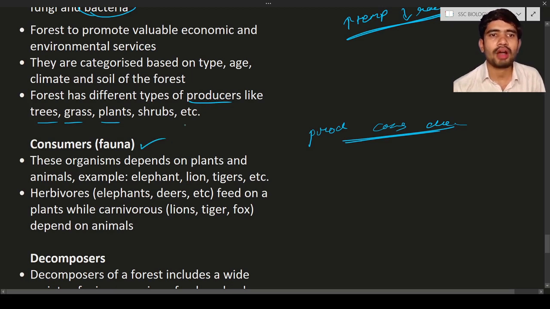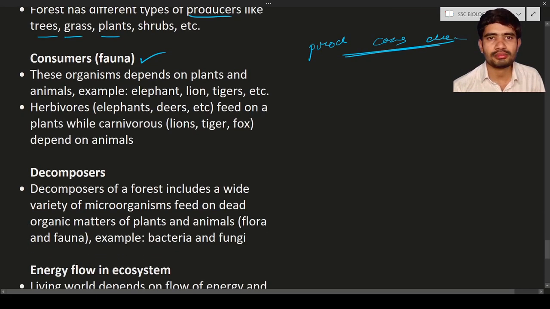They are known as fauna. Fauna means those organisms that depend upon plants and animals; they are known as consumers. Example: elephant, lion, tigers, etc. They all are consumers and come under the fauna. Fauna means animals. Again, these animals are categorized into herbivores.